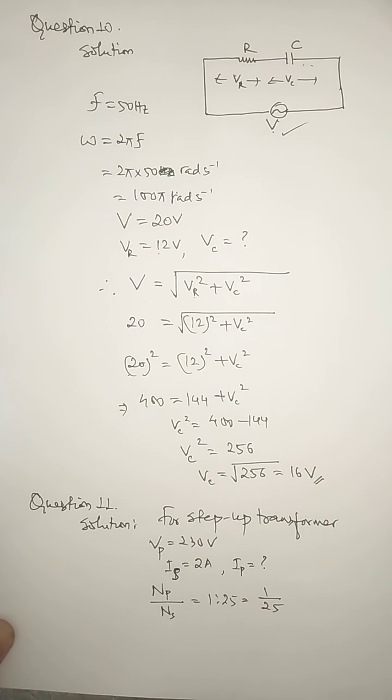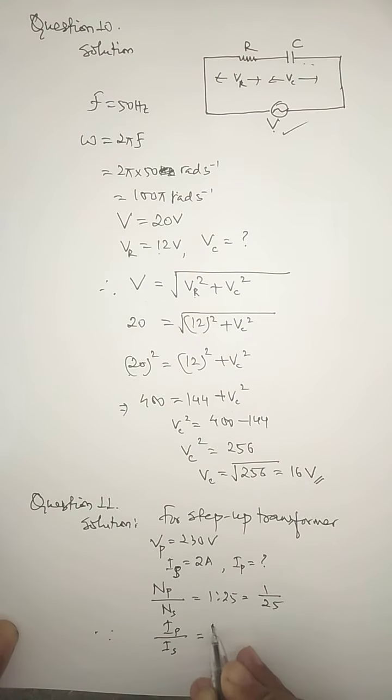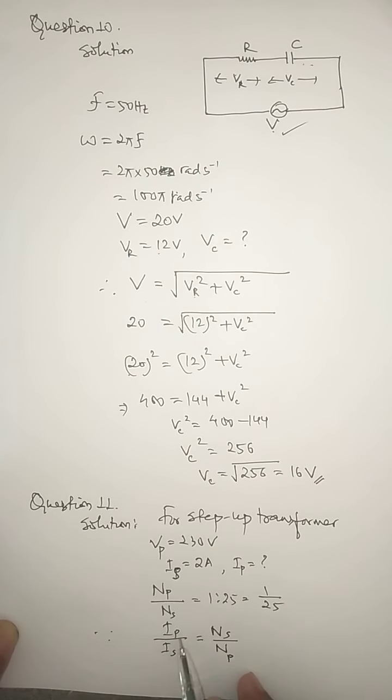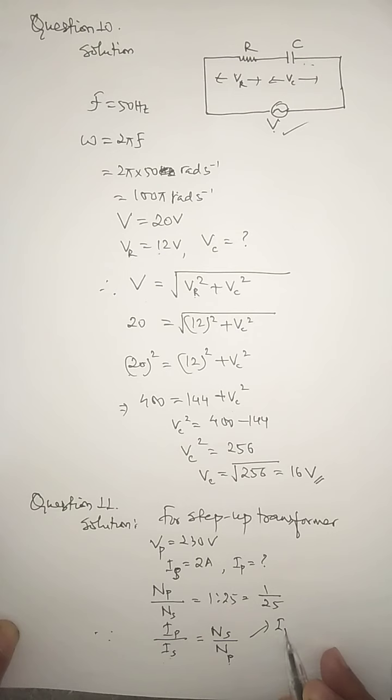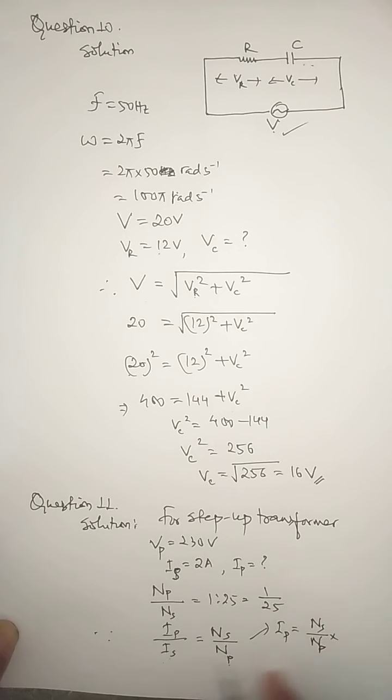Okay, so to calculate the current in terms of the number of turns, we have a relation here. As per the transformer, the current in the primary coil by the current in the secondary coil is equal to the number of turns in the secondary coil by the number of turns in the primary coil. So IP by IS equals NS by NP. From here I'll make IP the subject. It will be NS by NP into IS. Now here NP by NS is 1/25, but NS by NP means 25/1.